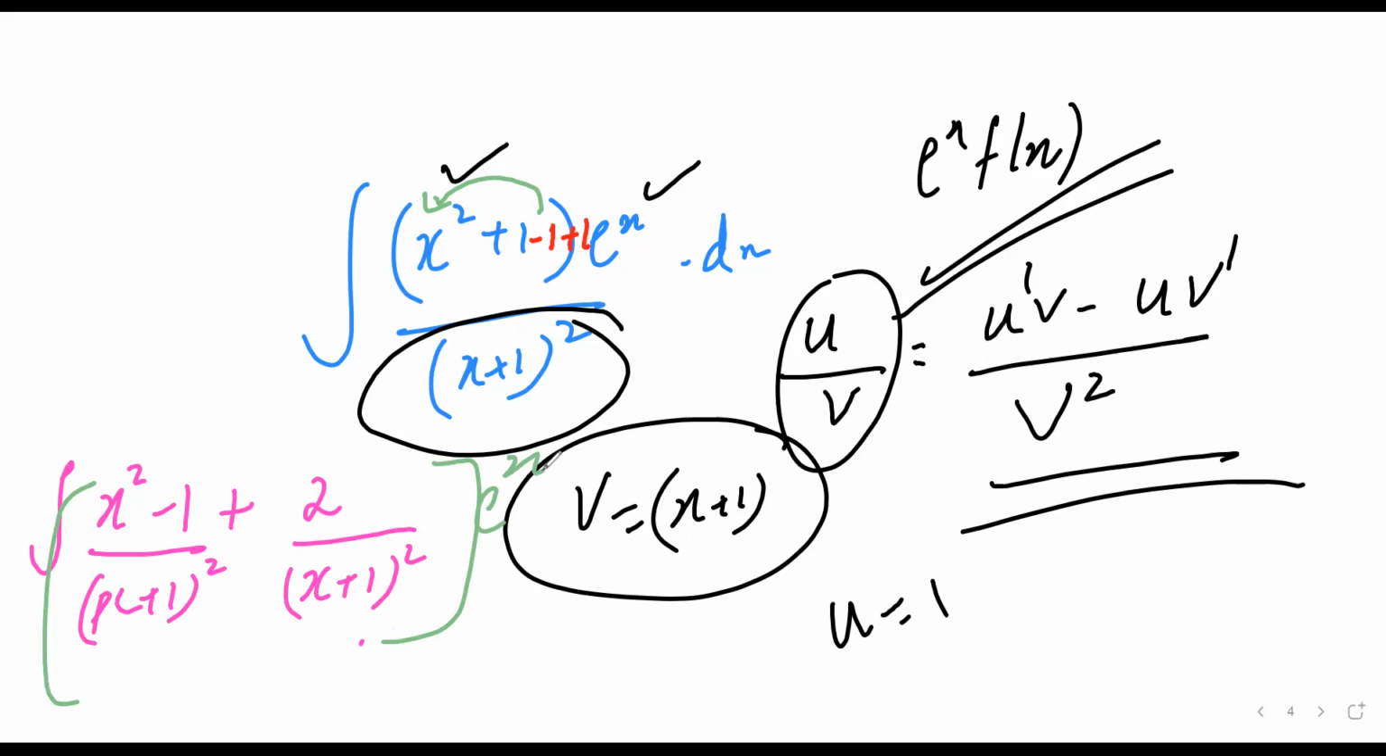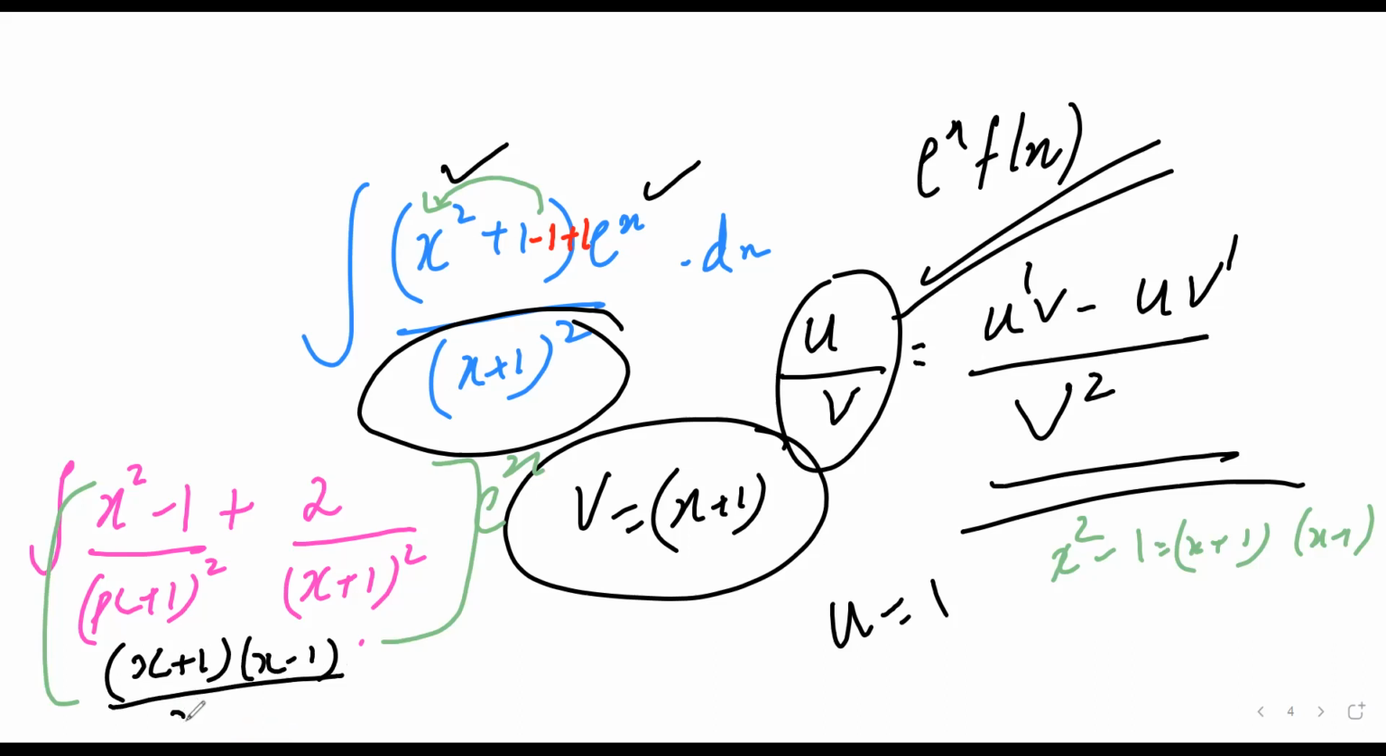What is x square minus 1? X square minus 1 is x plus 1 into x minus 1. Correct? So I will get on the numerator what? X minus 1 by x plus 1 the whole square. If it is not clear, I'll just write it down one more time, or if you want the step, I will write with the step. X square minus 1 is x plus 1 into x minus 1 by x plus 1 the whole square. Correct? Plus 2 by x plus 1 the whole square into e power x.